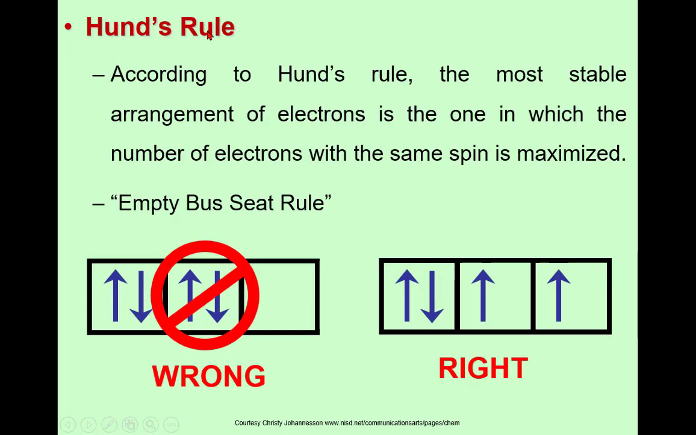So the second and last portion is Hund's rule. Hund's rule states that if you have more electrons in the orbitals, the electrons will go in singly, not in the form of a pair, if you have the space. So you have to place them singly. This is also called the empty bus rule.